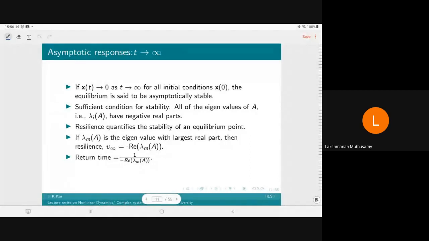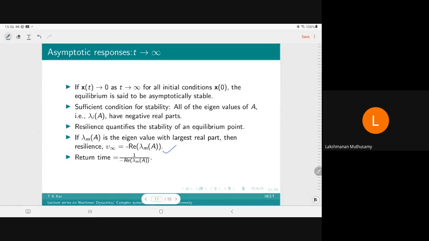Now, the resilience quantifies the stability of an equilibrium. And how to measure the resilience is determined using the eigenvalues of the matrix A. That's why I have discussed this linearization and the eigenvalues of the corresponding linearized matrix. Here, the linearized, because we are considering the asymptotic behavior. Asymptotic behavior means t tends to infinity, after a long time.